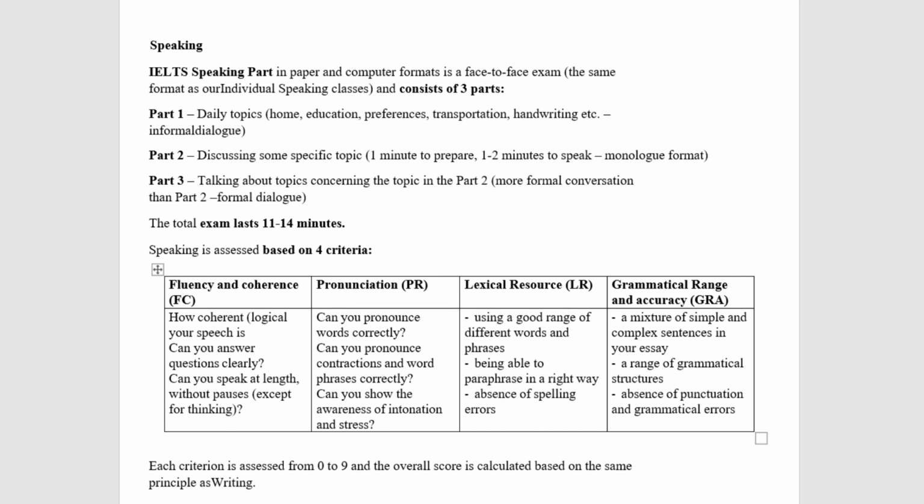For example, if you get 7 and 7 from listening and reading, and if you get, let's say, 7.5 from writing and speaking, your overall score will be 7.5, because 7 plus 7 plus 7.5 plus 7.5 will be around 7.25, and if we round it, we will get the result of 7.5.